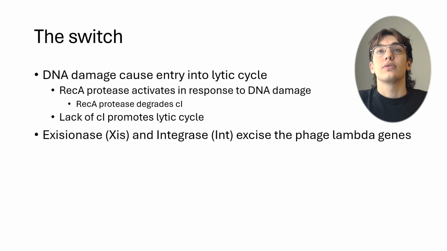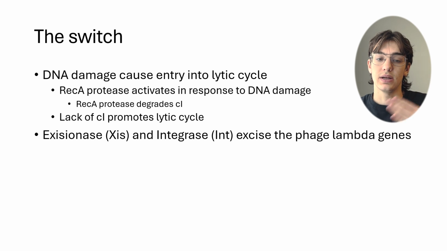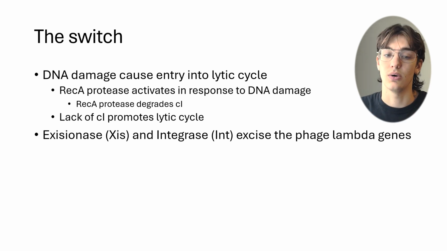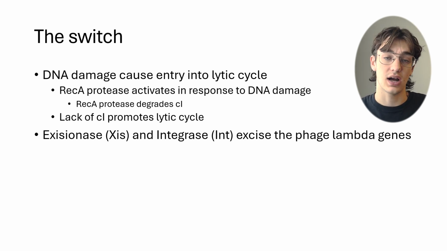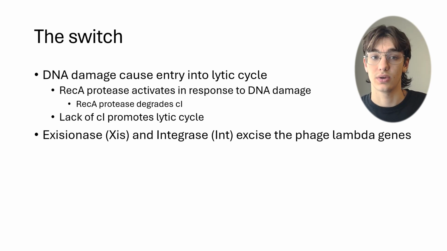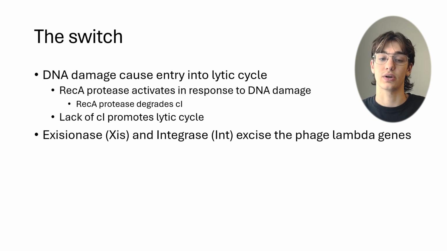One major factor that can cause the switch between lytic and lysogenic cycles is DNA damage. So when DNA is damaged, RecA protease is activated in response to this damage. Protease actually degrades the CI protein. CI is a promoter of lysogeny. So without CI, you're gonna have only the CRO protein, and you're gonna end up activating the lytic cycle.